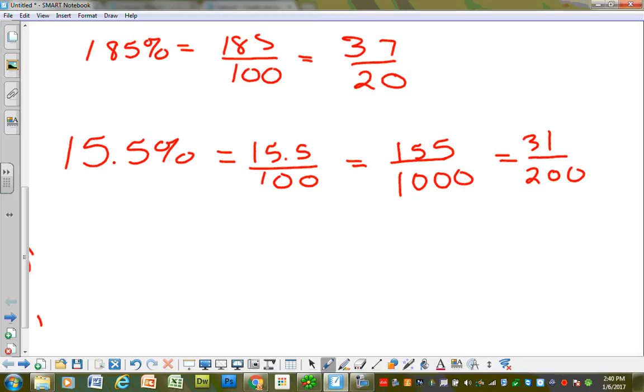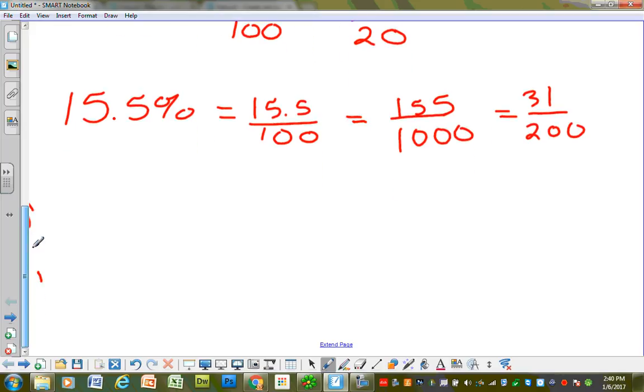Okay. Let's do one more like this together, and then I want to give you one like this to try on your own. Give me a percent that's a decimal, less than 100. I need a decimal. 50.5. Actually, let's try 50.8. Okay? 50.8%. First step.